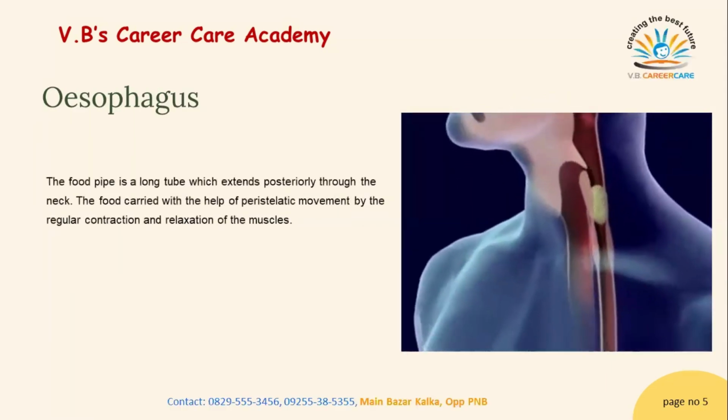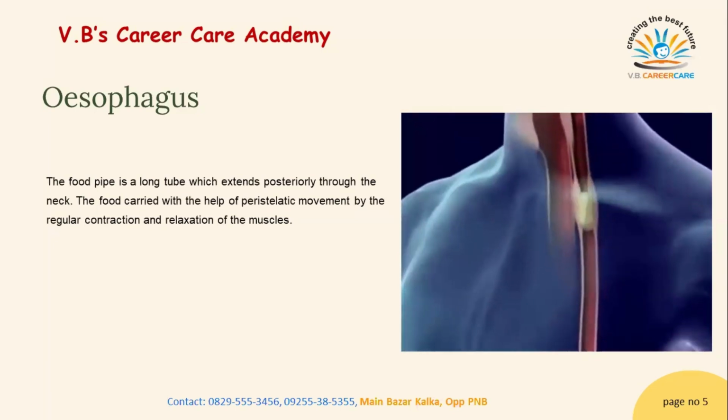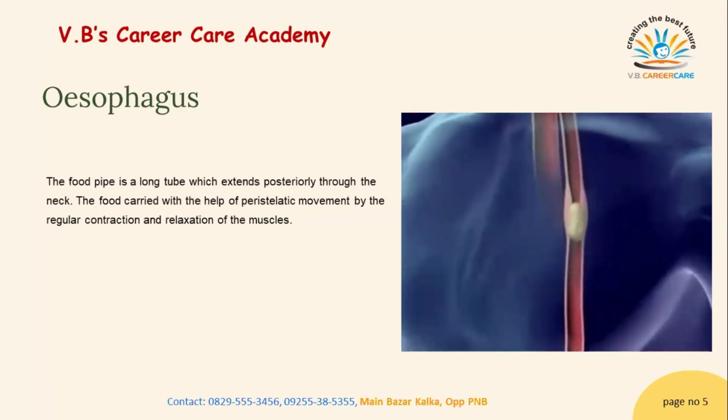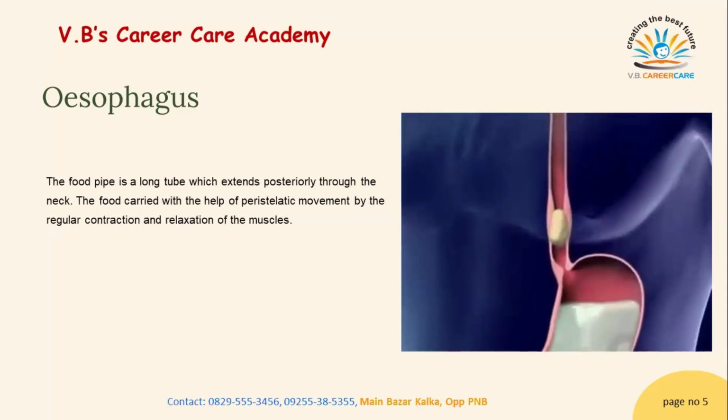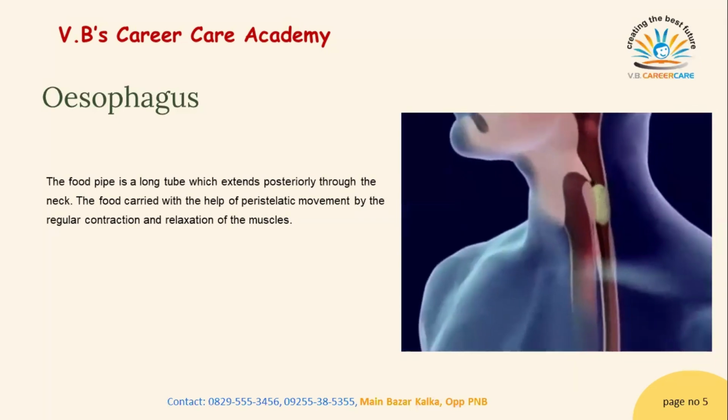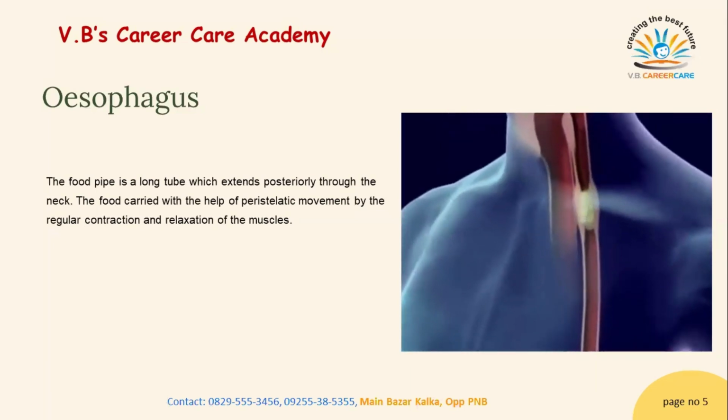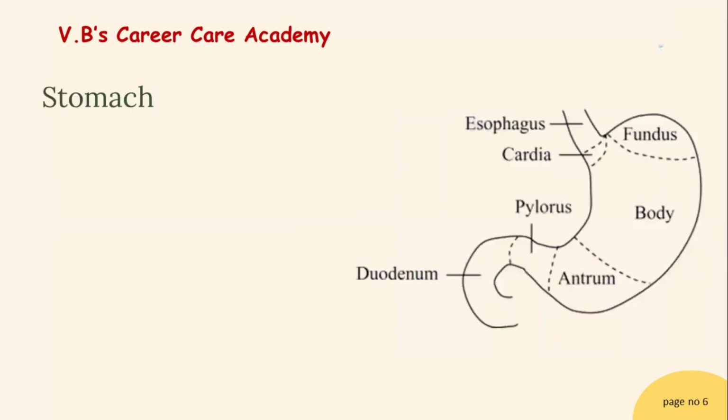Secondly, let us discuss the food pipe. The food pipe is a long tube which extends posteriorly through the neck. Posteriorly means it is behind the windpipe. The food is carried with the help of peristaltic movements, by regular contraction and relaxation of the muscles.